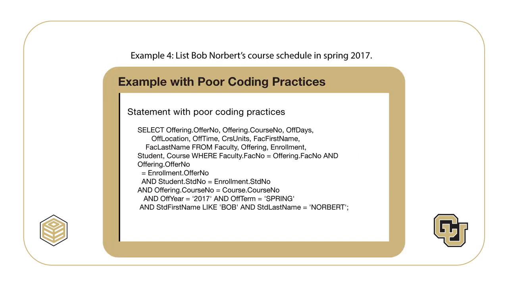Example 4 demonstrates poor coding practices in a statement to list Bob Norbert's course schedule in spring 2017. The statement contains poor clause alignment, an incompatible constant, and a like operator without a pattern matching character. As an exercise, you should reformat the statement and change the poor coding practices. You can find a revised statement in a Module 5 document.